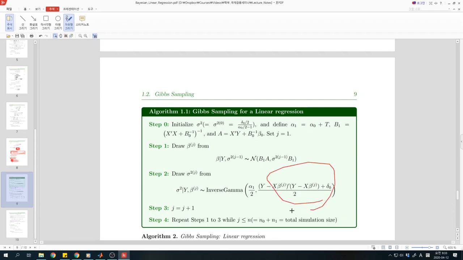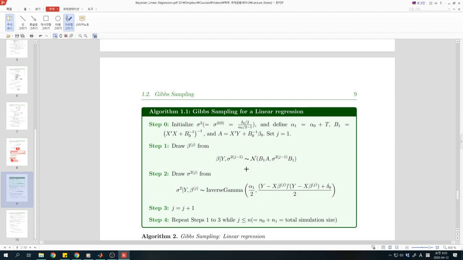What about this? What do we need? We need y and x. Of course, we have y and x. What about beta? Do we have beta? Yes, we have beta. It's from this normal distribution. It has been saved from this step 1, right? So we can compute this residual, and this is also residual. This is the sum of squared residual. Do we have delta 0? Yes, we have delta 0. Delta 0 is also a hyperparameter, right? So these two steps are called one cycle or one iteration.